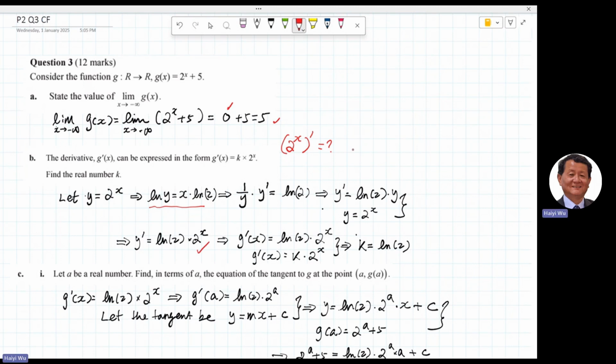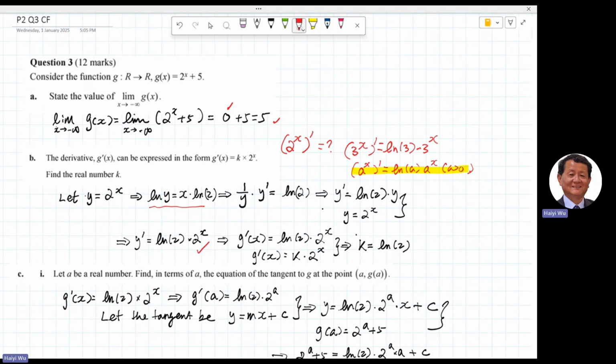Similarly, the derivative of 3 to the power of x will be ln 3 times 3 to the power of x. For a-based, it will be ln a times a to the power of x, where a has to be positive. That's the formula we can use, but we've just shown you how to work it out.